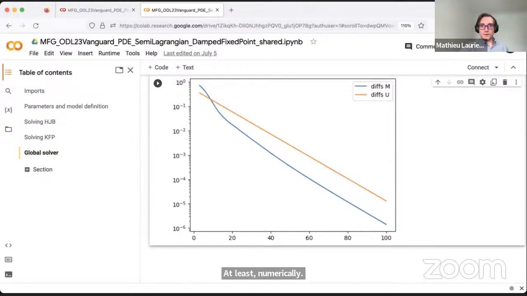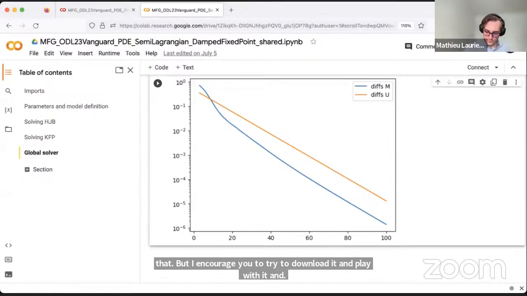Okay, so you can download this code again. I will go back to the slides. I don't know if there are any questions about that, but I encourage you to try to download it and play with it and see by yourself.